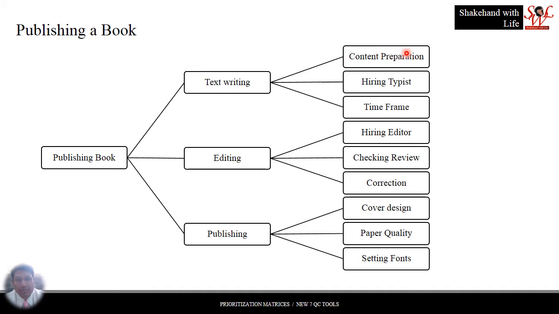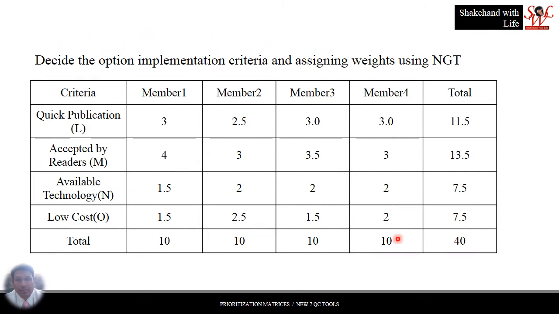So in total, 9 options come out for publishing a book. These options should be prioritized on the basis of implementation criteria. How are such options implemented on the basis of criteria? What are the criteria? Here the criteria and the weights of the criteria can be decided.